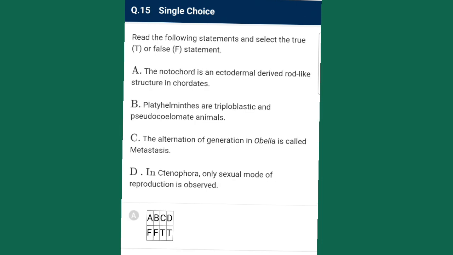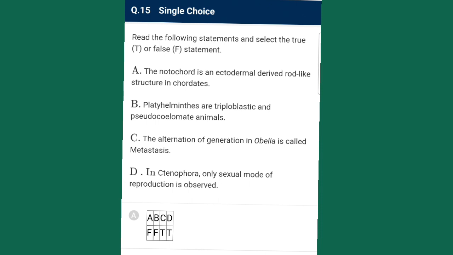Question number 15. Read the following statements and select true or false. So here, totally there are 4 statements given. See statement A. The notochord is an ectodermal derived rod-like structure in chordates. So that is the false one. Notochord is the mesodermally derived rod-like structure in chordates.